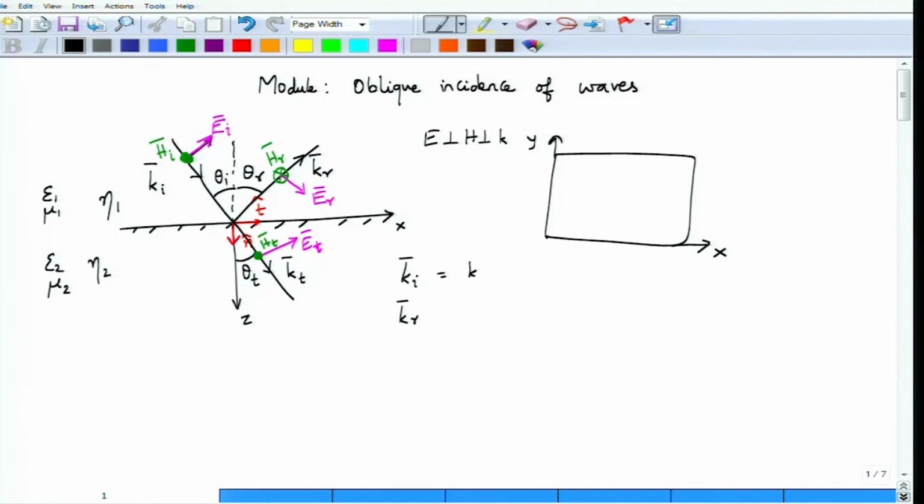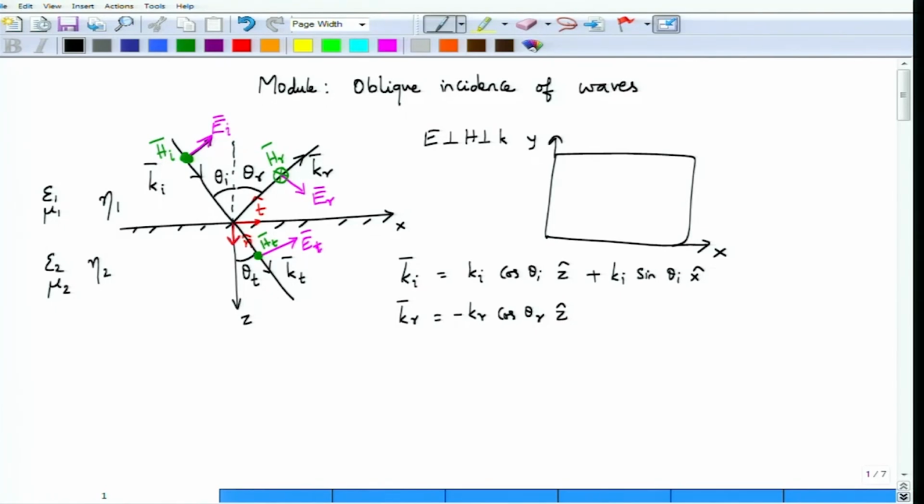ki is equal to the magnitude of ki, which I am denoting by simply ki, cos theta I for the z direction plus ki sin theta I for the x direction, right. Similarly, for kr you will have the magnitude of kr and then cos theta r, but this is actually along minus z direction, because this k is propagating along the minus z axis, right.